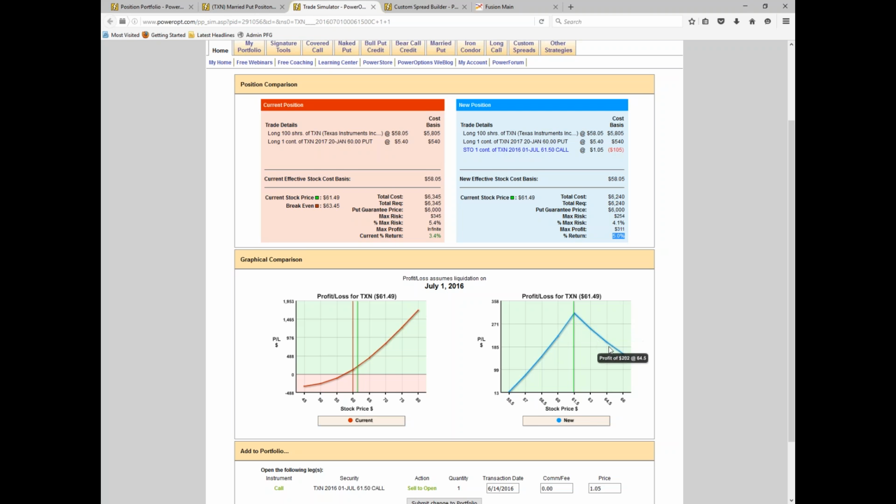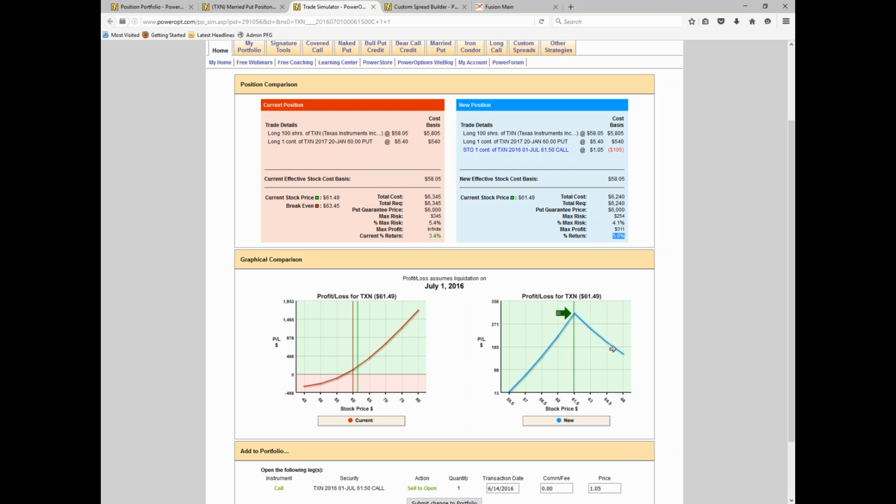Why is the profit falling off for income method number 1 if we see the stock go up to $63, $64, $65 per share? It's because, just as we see with a covered call, we've capped the gain in the stock. So if the stock continues to move up in price, we don't get any more advantage of gain past 61.50. Essentially, the delta on the call just goes to 1 at expiration on July 1st.